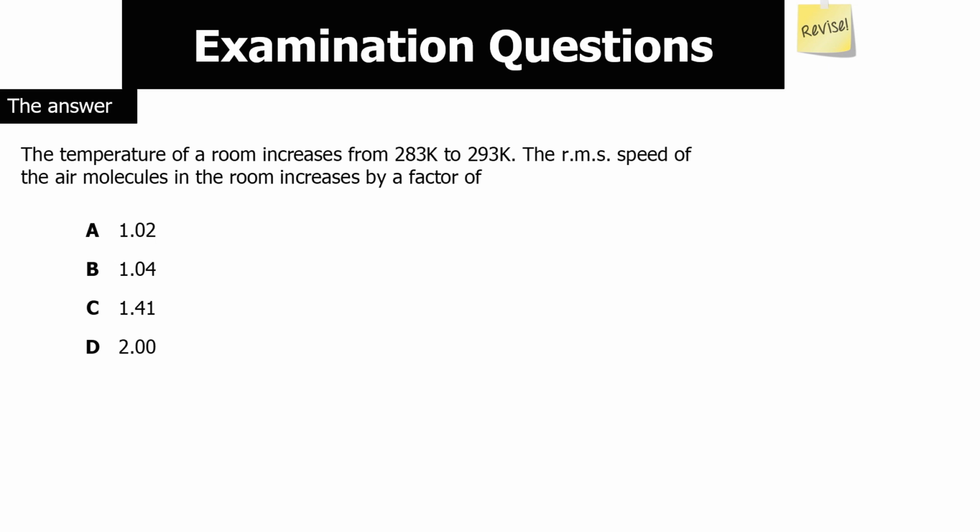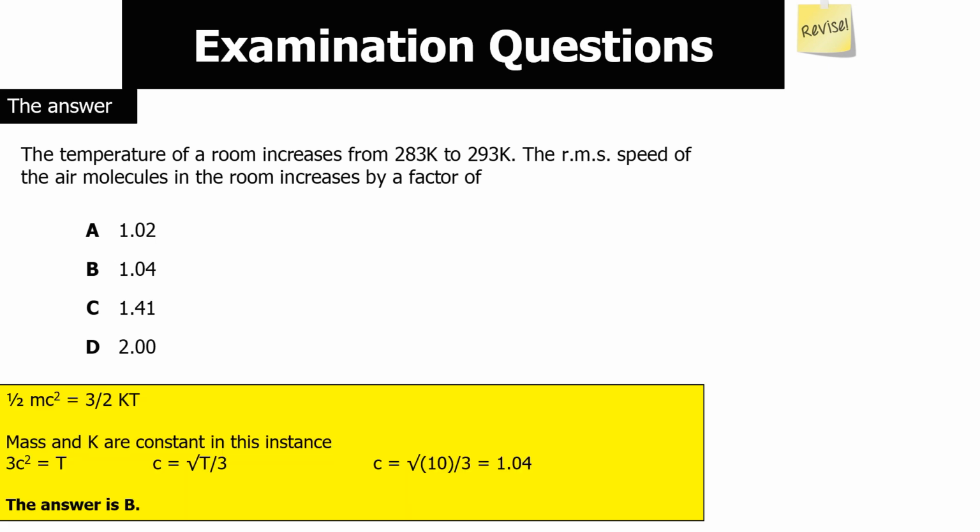Right, so we know that from thermal physics, a half mc squared is equal to 3 over 2 kT. Now we know that in this case, the mass and k are constants, so therefore we can say that 3c squared is proportional to T, so therefore c is directly proportional to the square root of T over 3, so therefore it's directly proportional to the square root of 10, which is the change in temperature, from 283 to 293, divided by 3, so we work it through to be 1.04, our answer is B.